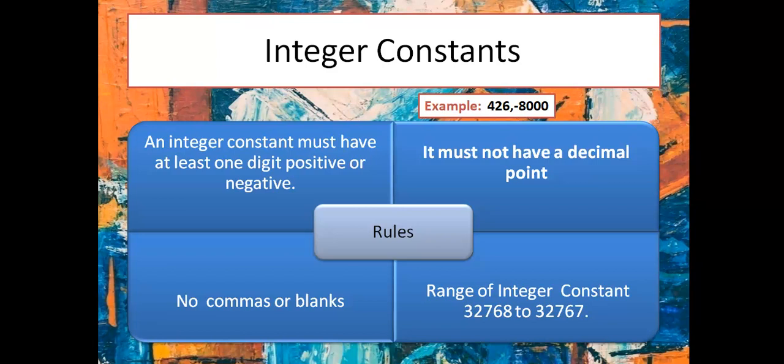So for example, 426 and -8000. These are the integer constants defined.